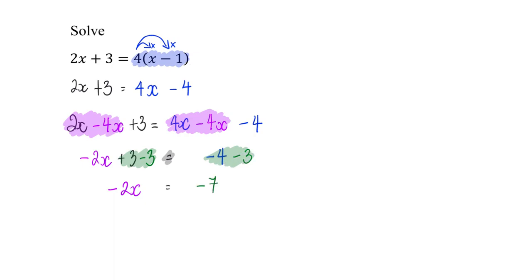And of course, the last step is that I am going to divide by -2 on both sides. So that -2 divided by -2 will give me 1x. -7 divided by -2 will give me 3.5. And we have successfully solved for the value of x in this question. And let's move on to the next question.